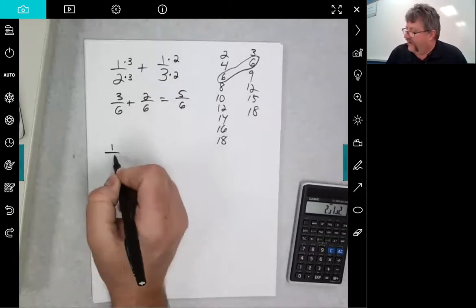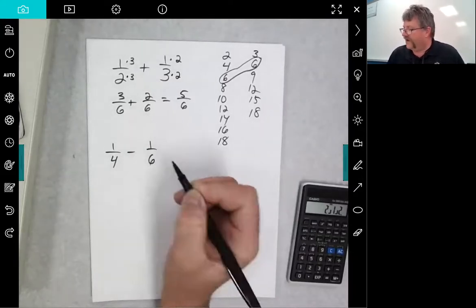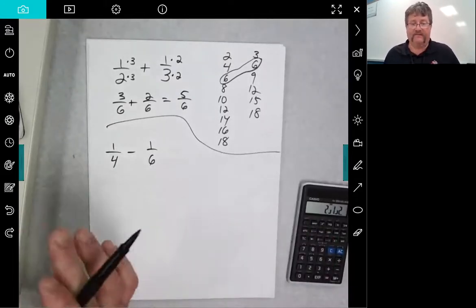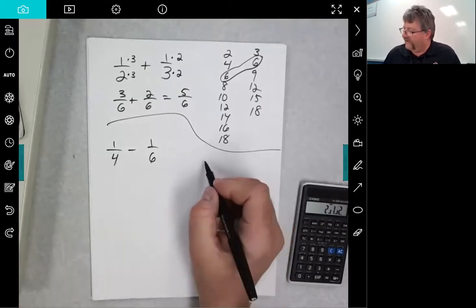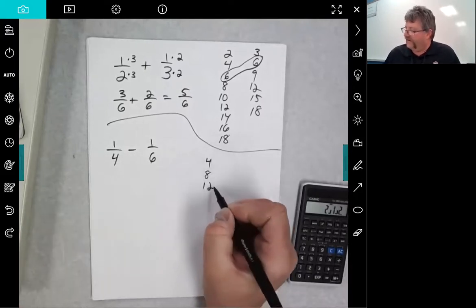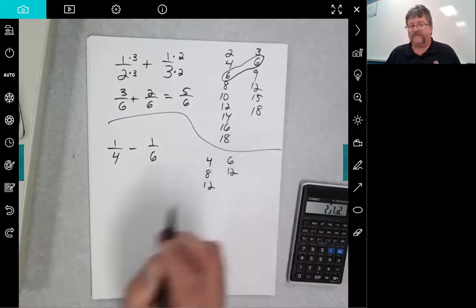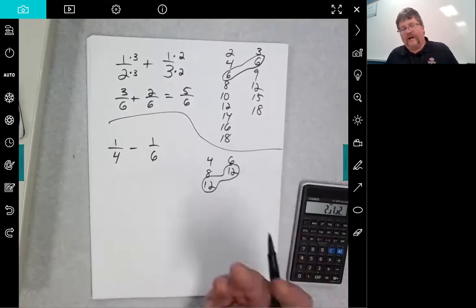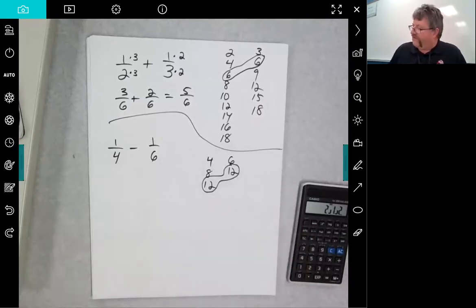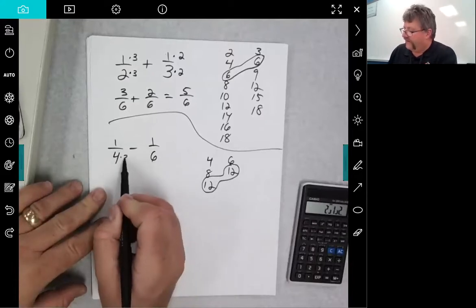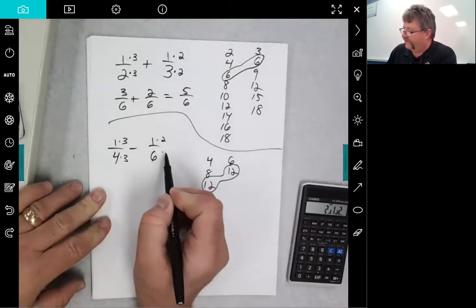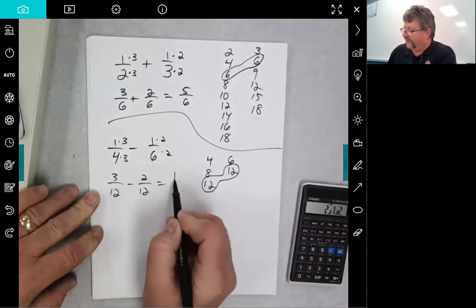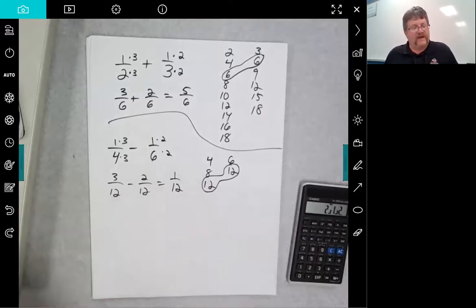What if we did 1/4 minus 1/6? Well, you say 6 times 4 is 24. That's a common denominator, and it is, but it's not the lowest. If I start counting multiples of 4: 4, 8, 12, and multiples of 6: 6, 12, I got one at 12. So that'll be better. Why better? Well, let's do it both ways. Let's convert it into 12ths. So I'm going to multiply by 3, by 3, by 2, by 2. 3/12 minus 2/12 equals 1/12. I'm done. I don't have to reduce.